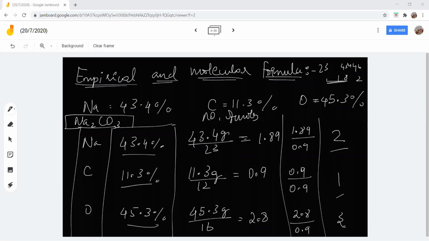Now, Vishwanandram is having a doubt. 1 minute, Vishwanandram. I have unmuted you. You can talk. Yes, tell me. Ma'am, we don't know the total mass, no, ma'am. Then how did you find the sodium mass as 43.4 grams? We do not know the molar mass. To identify molecular formula, I need the total mass.